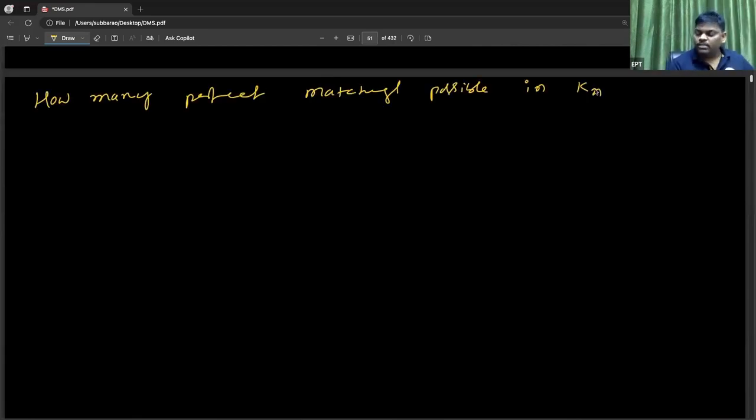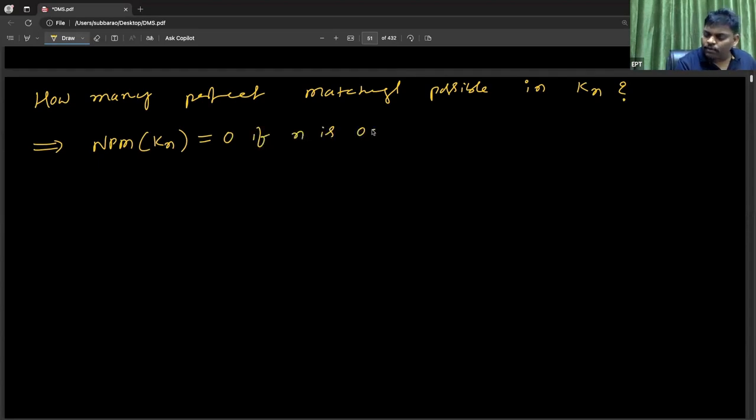How many perfect matchings are possible in Kn? Do you see the answer? How many perfect matchings are possible in a complete graph with n vertices? The number of perfect matchings possible in Kn is equal to 0 if n is odd.